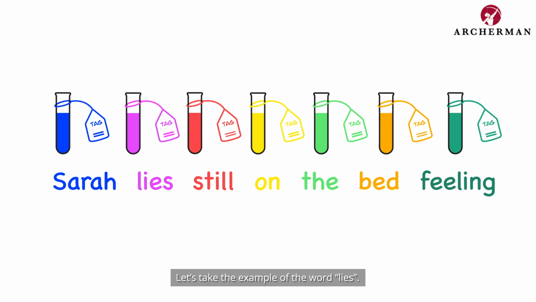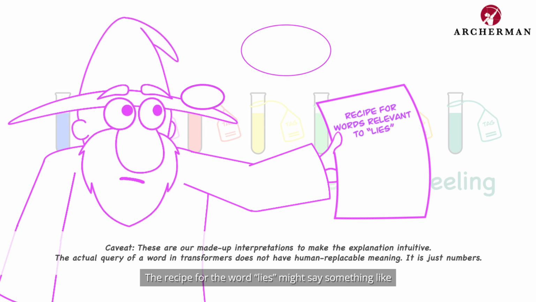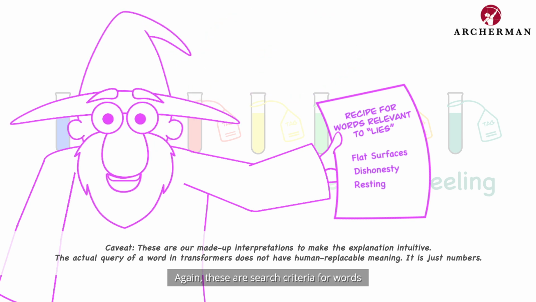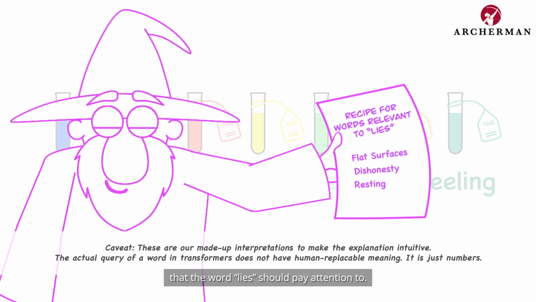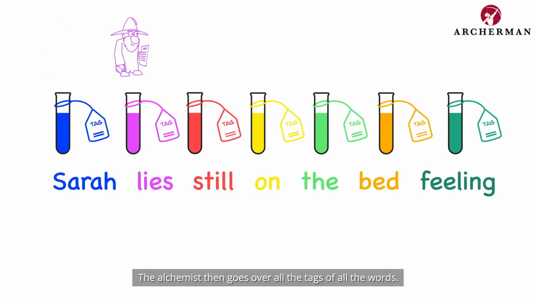Let's take the example of the word lies. The recipe for the word lies might say something like some flat surfaces, words related to dishonesty, words related to resting. Again, these are search criteria for words that the word lies should pay attention to. The alchemist of the word lies knows from previous experiences that these are usually characteristics of words that help interpret lies in a sentence. The alchemist then goes over all the tags of all the words.